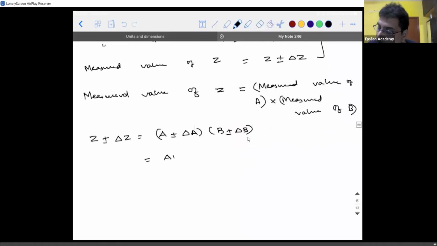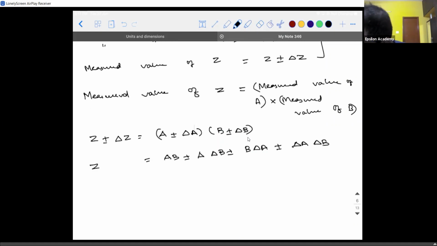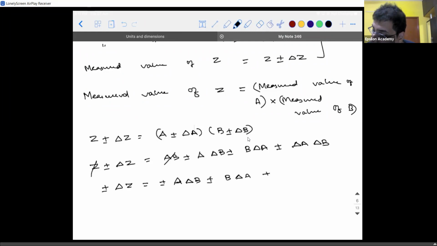So when I multiply both, I get AB plus or minus A delta B plus or minus B delta A plus or minus delta A into delta B. This is what Z plus or minus delta Z means. I hope you guys understood what I did. I just multiplied both, 1 plus 2 into 1 plus 2. That's it. So Z and AB will get cancelled. Plus or minus delta Z is equal to plus or minus A delta B plus or minus B delta A plus or minus this delta A into delta B is there, right?